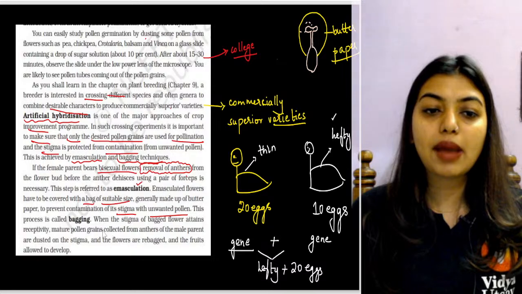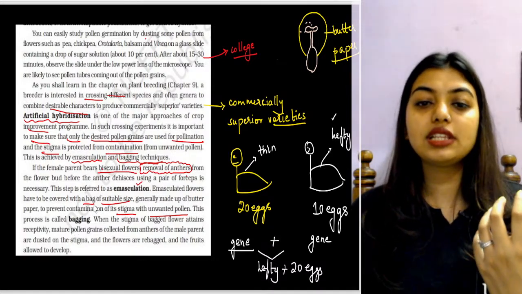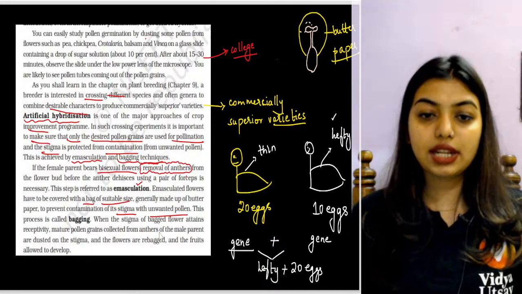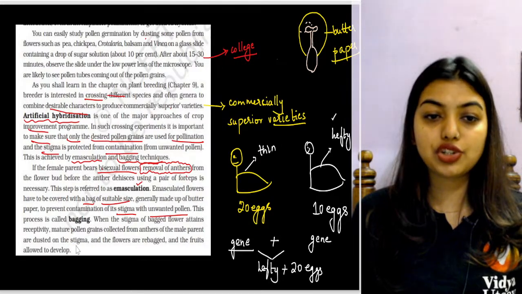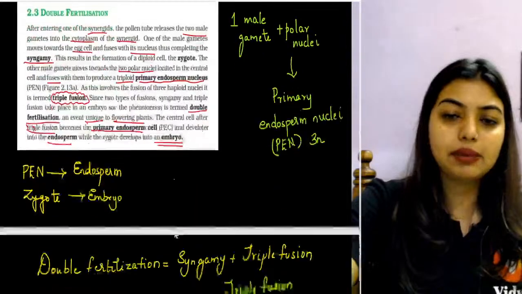When the stigma of the bagged flower attains receptivity, that is, when the stigma is ready to take pollen grains, we will dust some pollen grains. So mature pollen grains collected from the anther of the male parent are dusted on the stigma, and the flowers are rebagged. Is this clear to all of you? Very simple.